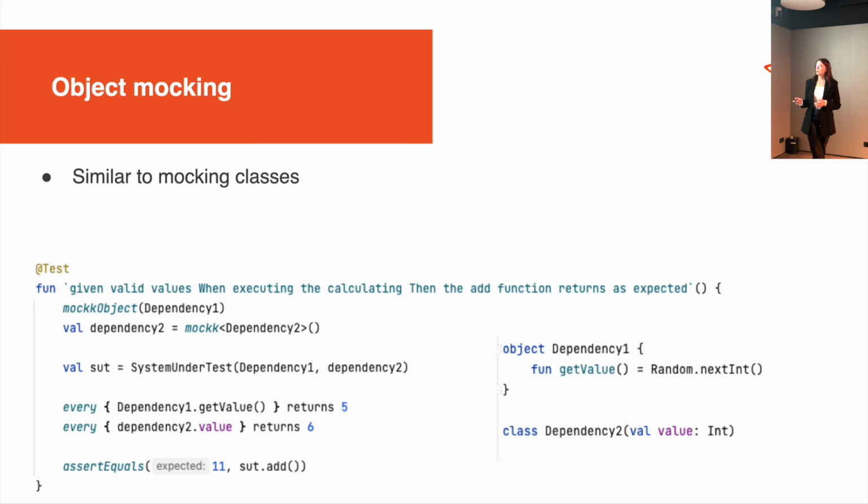For example, here we had before dependency one being a regular class, and now it's an object, and we have this function here that returns a random int. Then we can do the same thing as we did before for our first test: first we say mockObject, then we pass in dependency one, so we are mocking the dependency one object, and this was how we were doing it with the class. Then we create a real instance of our system under test, passing this dependency one, and we say that every time we call this getValue, for example, we return 5, and we will get the result that we want, so this assertEquals will actually succeed.